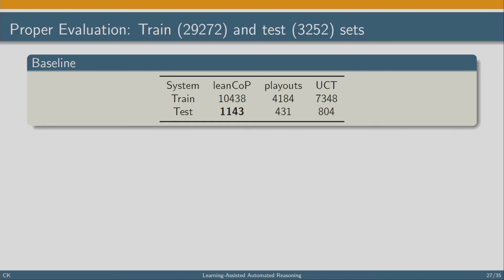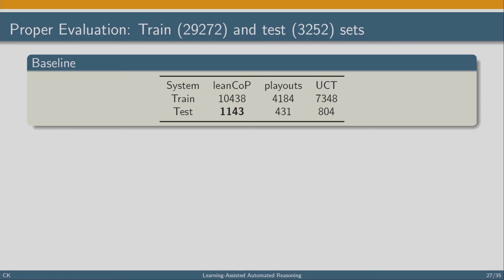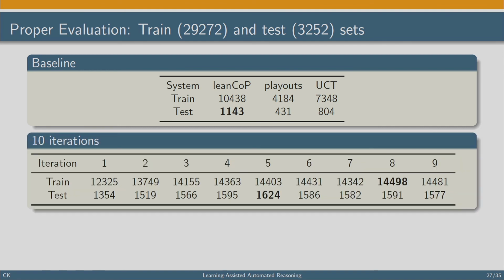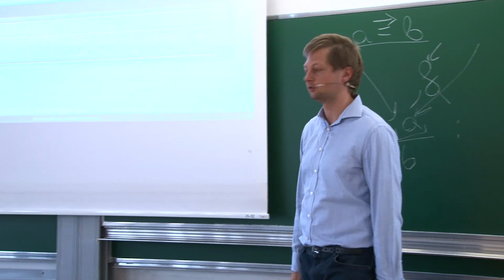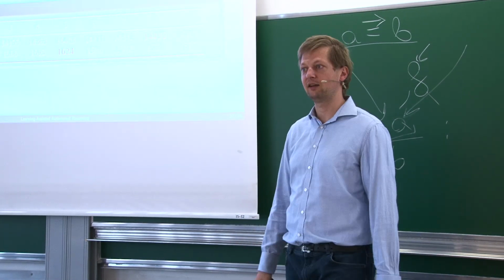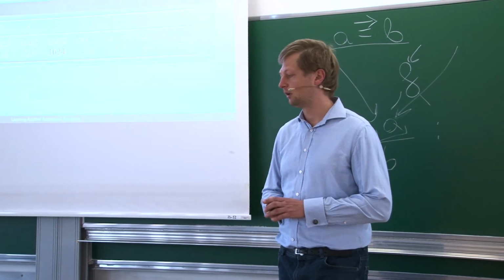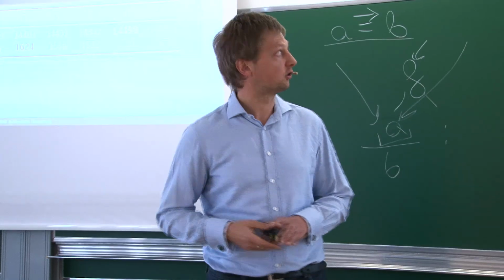Let's try to do it a bit more properly, split it into a training set and a test set. The baseline is roughly the same. 70% of what lean-cop could do can be done by plain UCT, and in 10 iterations on the training set, it is not monotonically, but mostly increasing up to something like the 30th round, but with some hops down. And on the test set, you're still getting significantly better than what lean-cop can do. So this is pretty exciting, and we'll discuss the difference between the two and various other issues after the break.